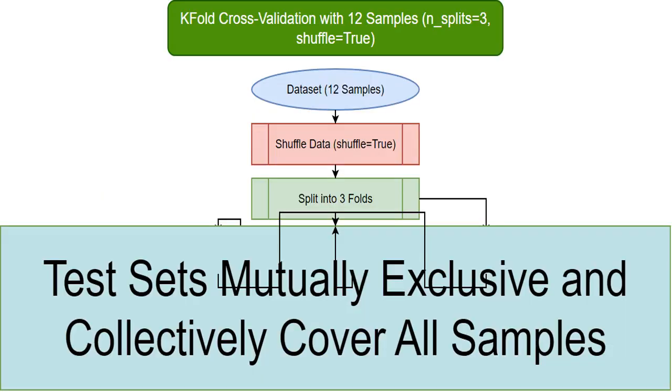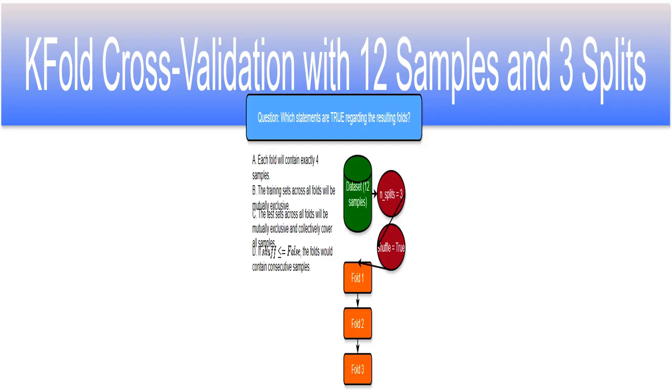This means that each data sample will appear in only 1 test set across the 3 folds, and together all the test sets will include all 12 samples. That's pretty neat. I'm using Sklearn's KFold, a technique for splitting data into multiple folds for cross-validation. I have 12 samples of data, and I'm dividing them into 3 folds. KFold stands for K-folds. The K represents the number of folds.